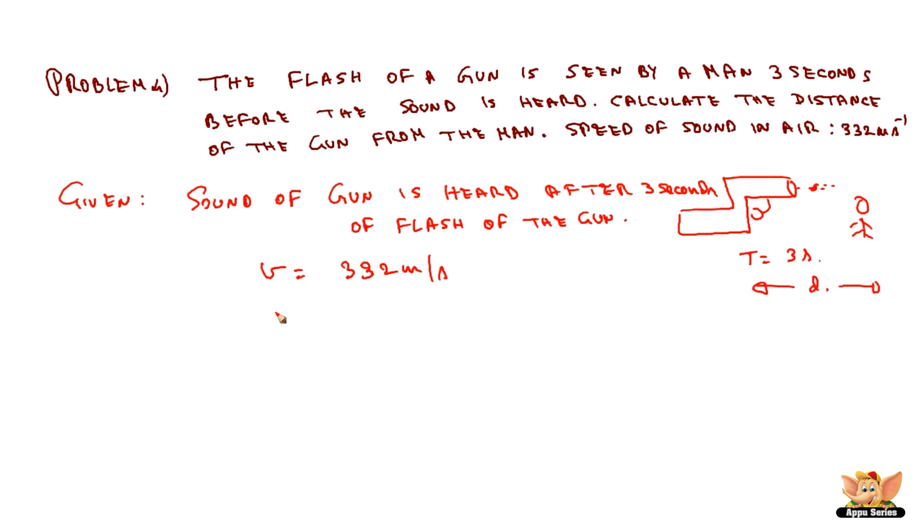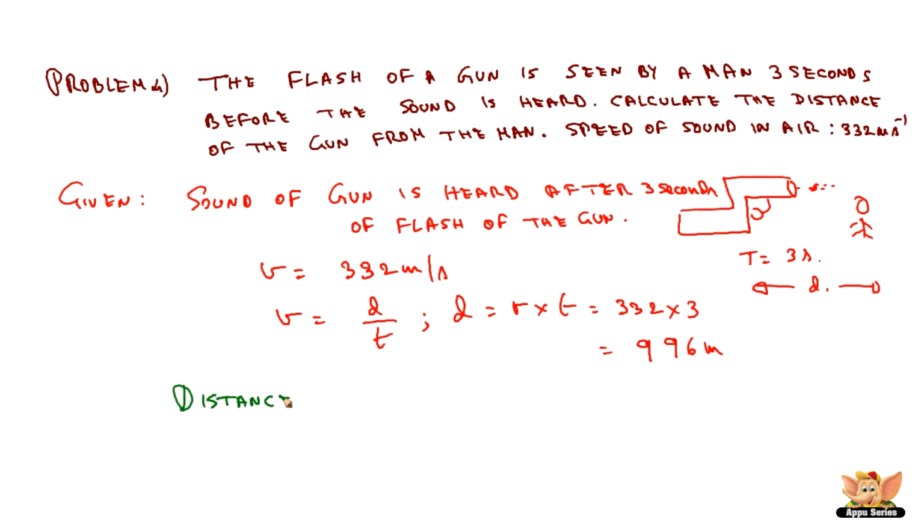So V is equal to D by T. So D is V into T. So V here is 332 and T is 3 seconds. On multiplication we'll get 996 meters. That means the distance between the gun and the man is 996 meters.